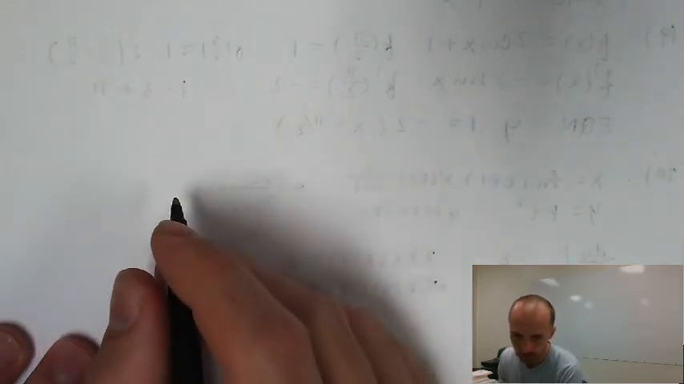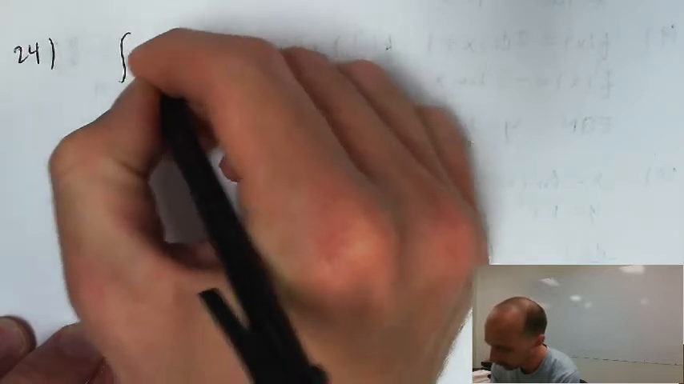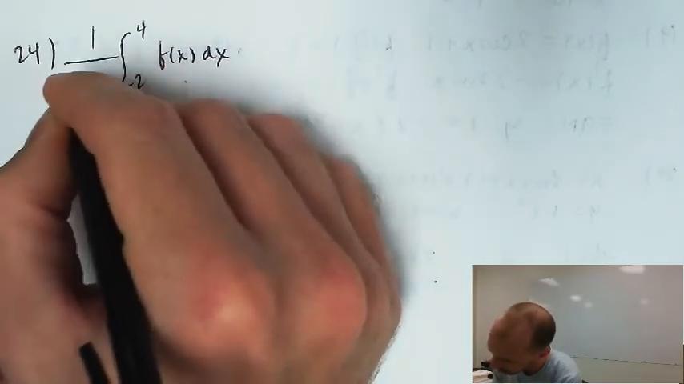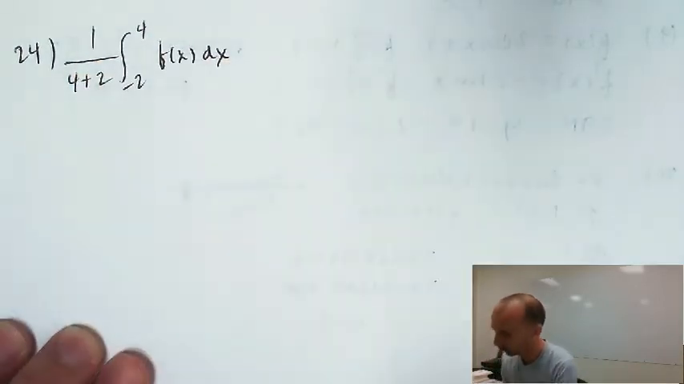I got zoomed out here, but whatever. Okay. Number 24, the average value of a continuous function f. So the average value of f is the integral of f of x dx on negative 2 to 4 divided by 4 minus negative 2.